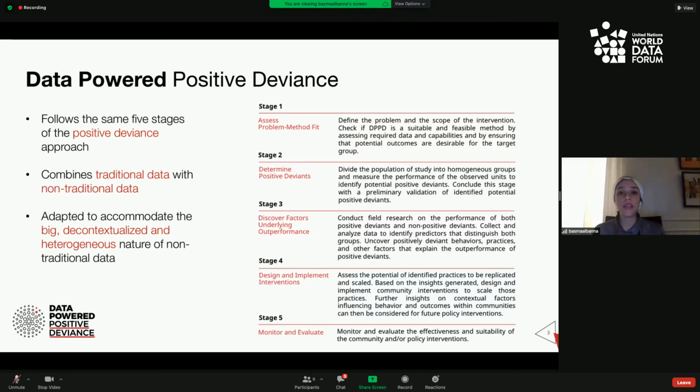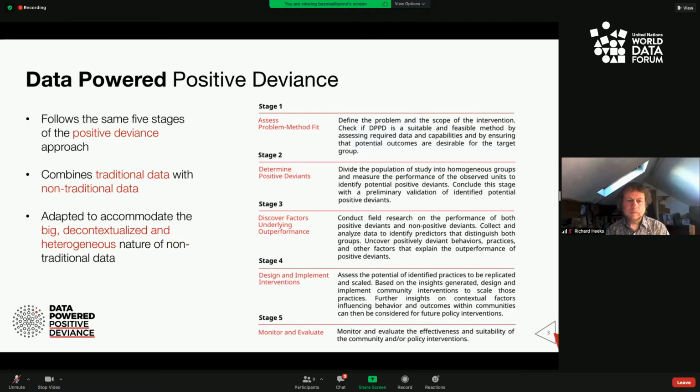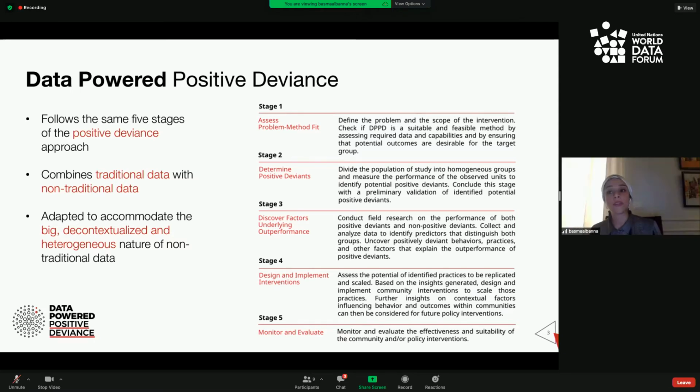So the data-powered positive deviance method follows the same 5 stages of the positive deviance approach, starting by defining the problem, determining the positive deviants, uncovering their uncommon and unique and successful strategies and practices, scaling them within their communities, designing and implementing interventions that would enable the scaling, and then monitoring and evaluating those interventions. The difference in the data-powered positive deviance method is adding this non-traditional data to traditional data across the different stages of the positive deviance approach.